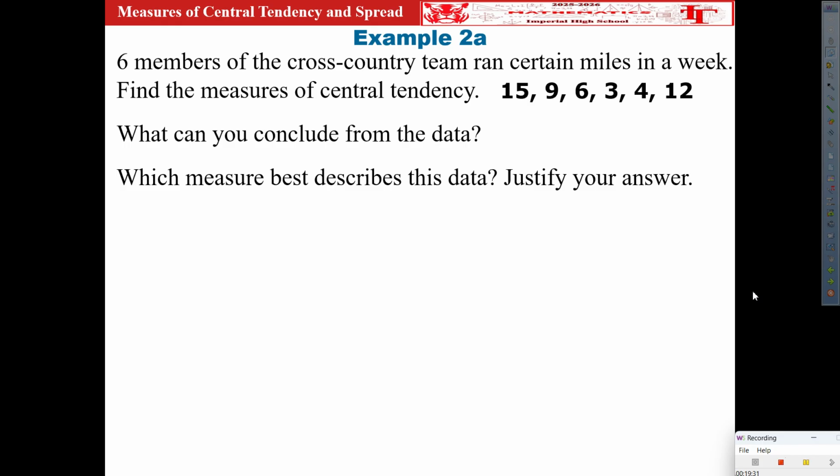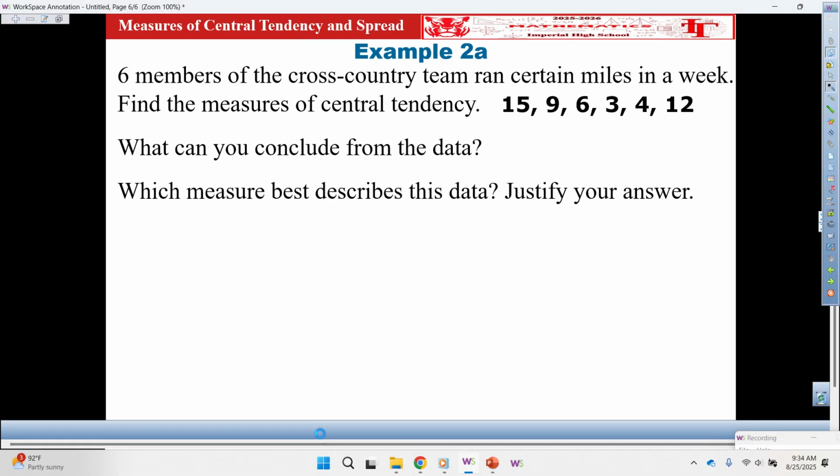All right, talk with the neighbor, see what they got for the mean, median, and mode. Mean, median, and mode. It should be just about done.